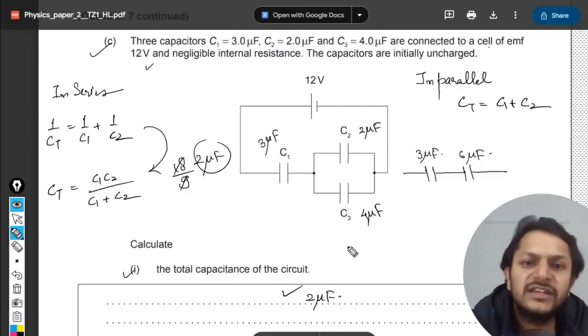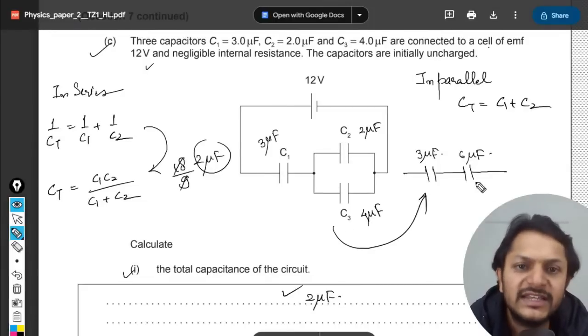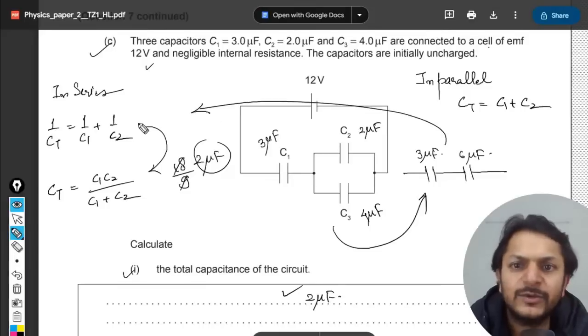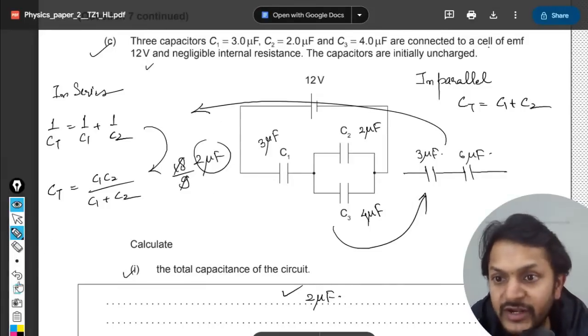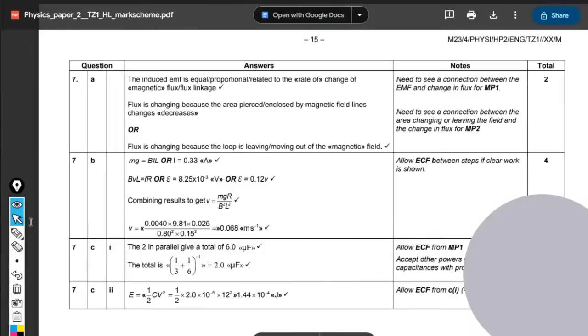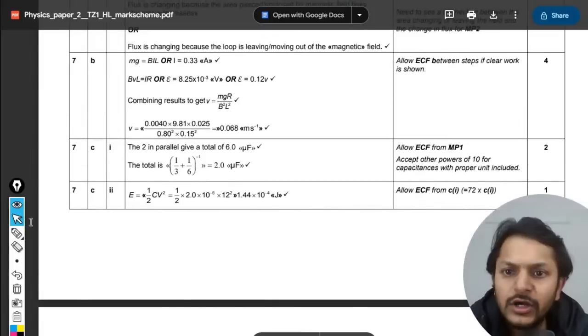Otherwise, you can just see this thing. First of all, this parallel combination is converted into series. These two have been converted into 6. And then the formula for the series has been used. We have found that the answer is 2 microfarad. Let us see what is the answer given. Yes, the answer is 2 microfarad. And let us go for the next question now.